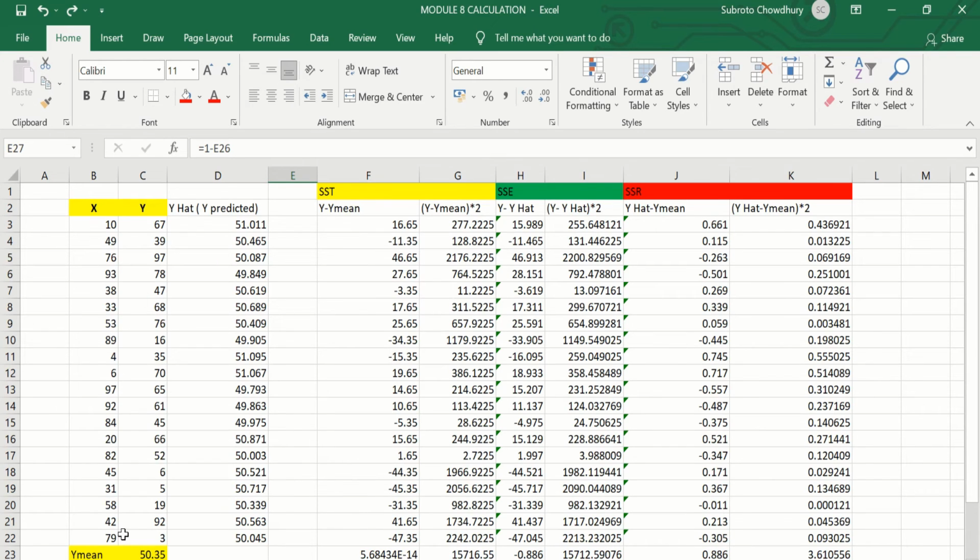After that, we have taken the y hat, or the y predicted value. Then we have taken the difference between y and y mean, which is the difference between the actual value and the mean value. Then we have squared it, which is your SST. Then we have calculated the difference between the actual value and the predicted value, y minus y hat. We have squared it again, which is your SSE, sum of square of error. The earlier one is the total sum of square. And then we have calculated y hat minus y mean, which is the predicted value y hat minus the mean value.